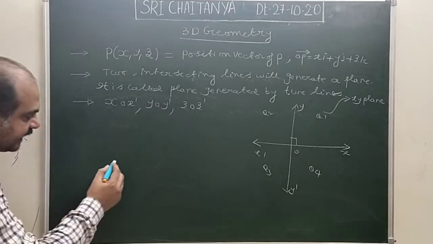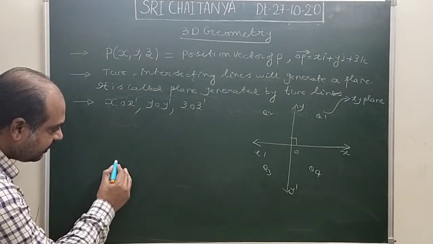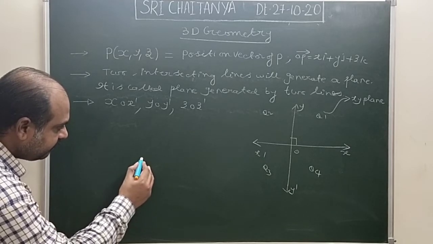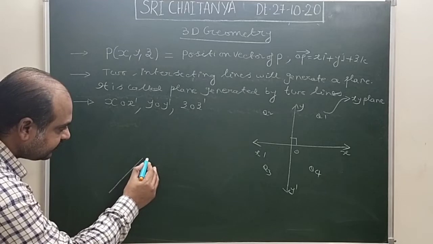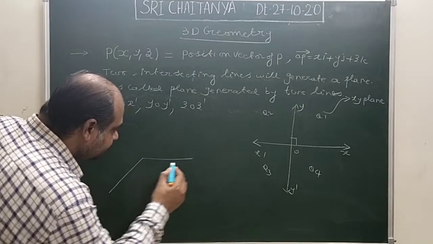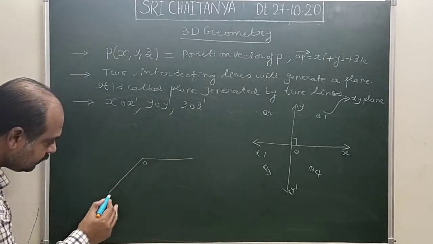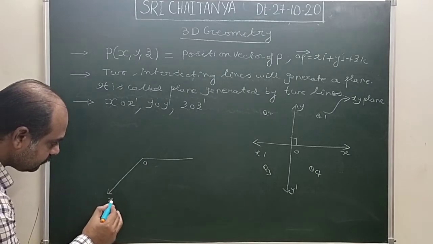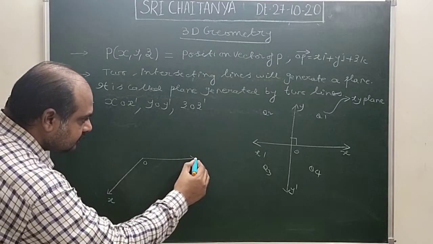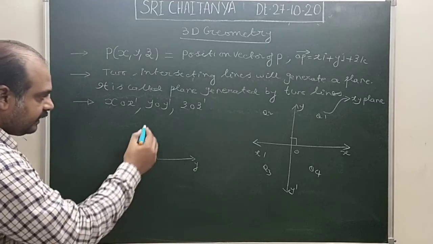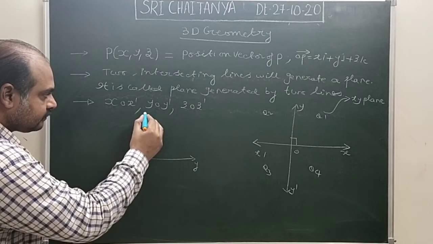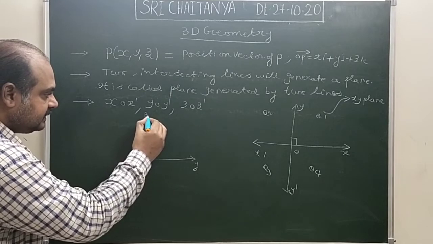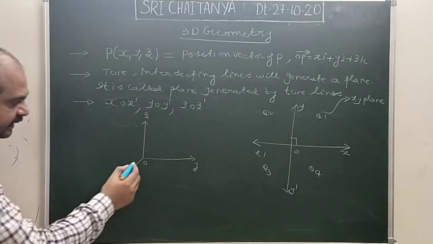So whenever you are drawing these three axes, draw like this. Look at it. Always draw like this. In this chapter, you will get this many times. Like this you draw. So this is O. This is X, Y, Z. Like this you draw. These are three mutually perpendicular lines.